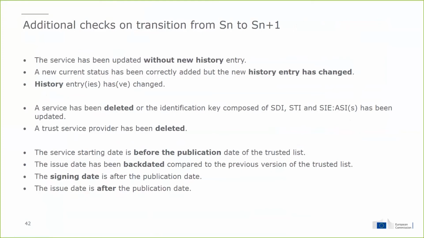And also, of course, in a more general way, any historical entry that would have changed without producing a new status. Another category of these checks is the fact that something may have been deleted. At worst, a full TSP has disappeared. And as Olivier explained, this is not possible. A trusted list contains the full history of all modifications. So that would be detected now. Or a service would have been deleted.